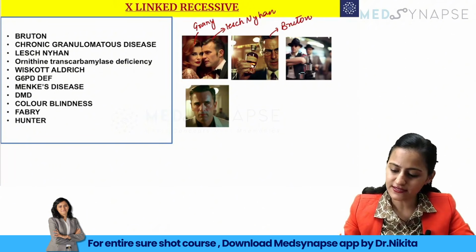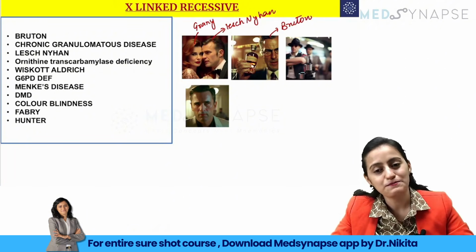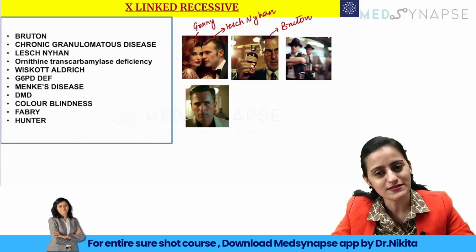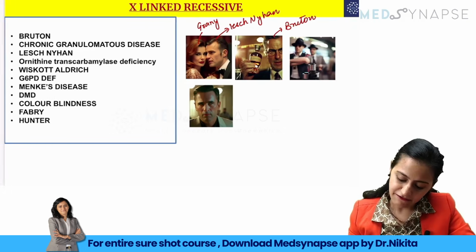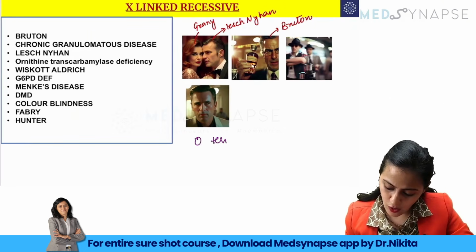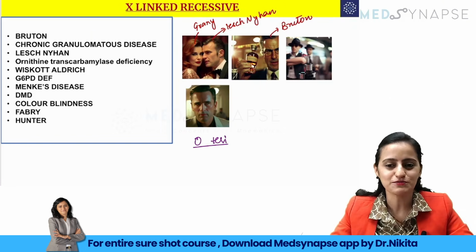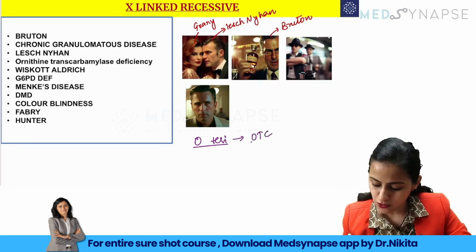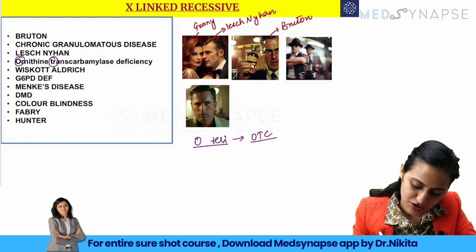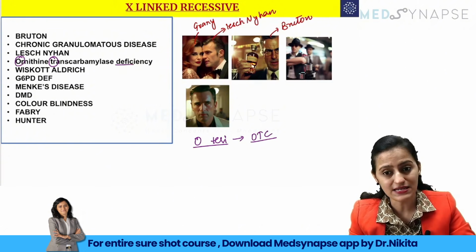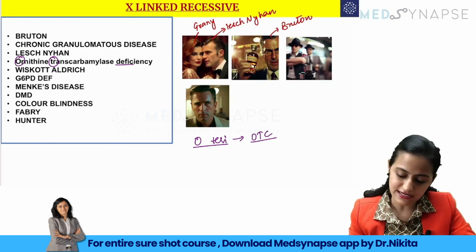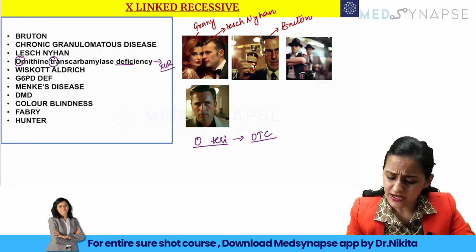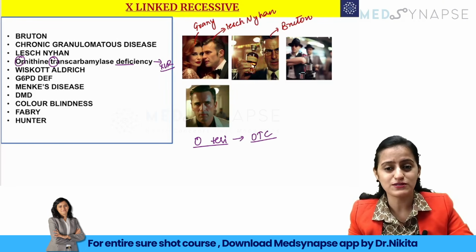And the first response, we will learn in the personality disorders, the delusions one, we will learn about Othello syndrome, the infidelity one. The first reaction of the husband is, "Oh teri, my wife cheated on me, I trusted her so much." So remember that "oh teri" is OTC. So ornithine transcarbamylase deficiency, which basically comes in your urea cycle disorders. This is X-linked recessive.